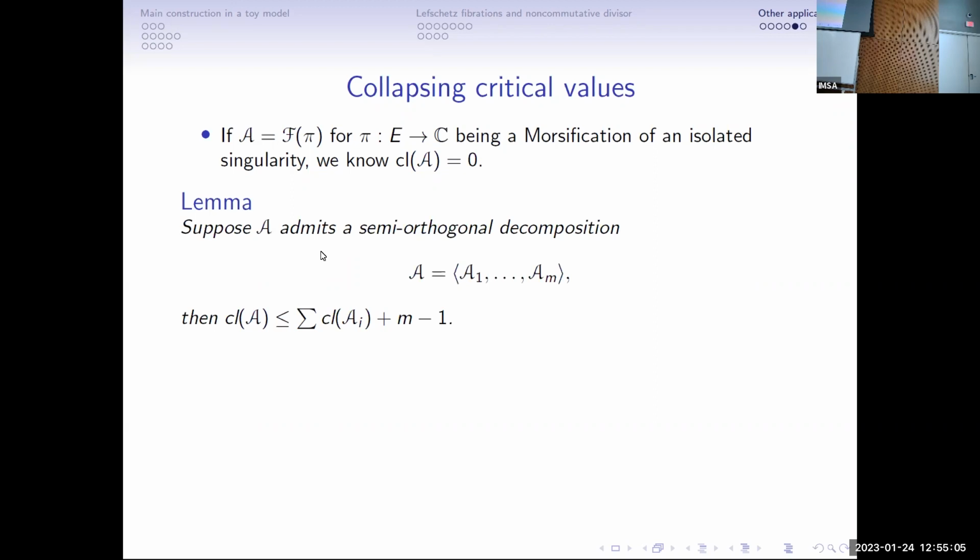So that's the second ingredient. For the third ingredient, we need to make use of semi-orthogonal decomposition, provided that we can simplify the critical values. The algebraic statement is the following. Suppose that our category A has a semi-orthogonal decomposition of the form A1 up to AN, in the sense that Hom from Aj to Ai with j greater than i is 0. Then the cup length of this whole category A is bounded from above by the sum of cup lengths of the Ai, with some kind of shift. That's also an easy algebraic exercise.